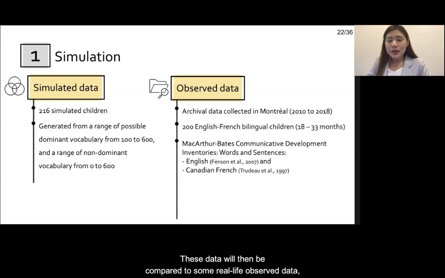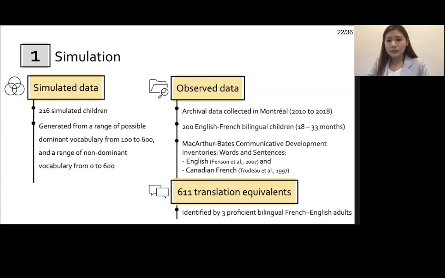These data will then be compared to some real-life observed data, which were archival CDI data collected from 200 English-French, 18 to 33-month-old bilingual children from Montreal, Quebec, Canada. There are a total of 611 translation equivalents across the English and French CDI forms.